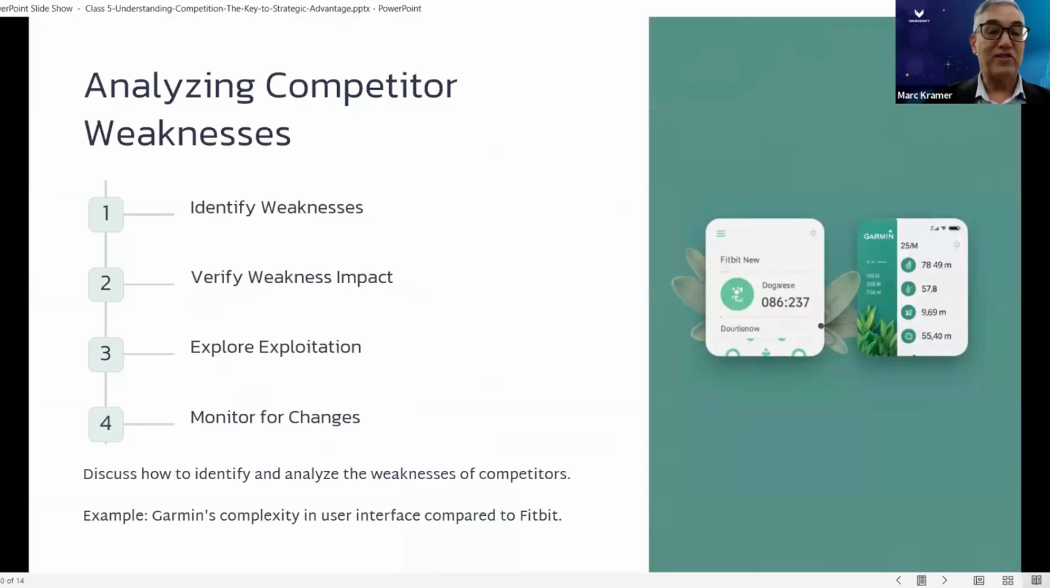Analyzing comparator weaknesses: identify weaknesses, verify the weaknesses' impact, explore exploitation. How do you take advantage of that? And monitor changes. Discuss how to identify and analyze those weaknesses. Garmin's complexity and user interface compared to Fitbit. It's much harder to use a Garmin than a Fitbit.